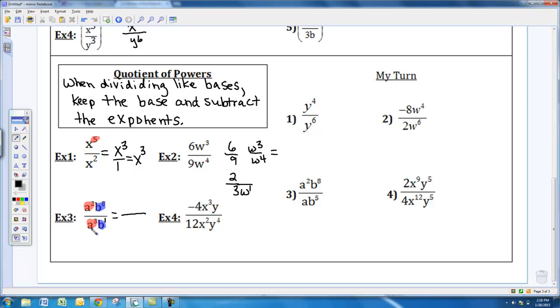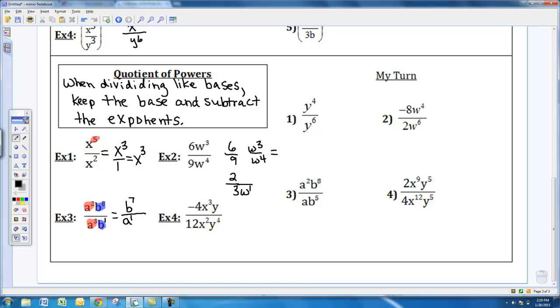So with the a's, the larger exponent is in the denominator. So the a is going to stay in the denominator. Subtract the exponents. 3 minus 2 is 1. When dividing the b's, the larger exponent is in the numerator. So the base is going to stay in the numerator. 8 minus 1 is 7. The answer is b to the 7th over a to the 1st.